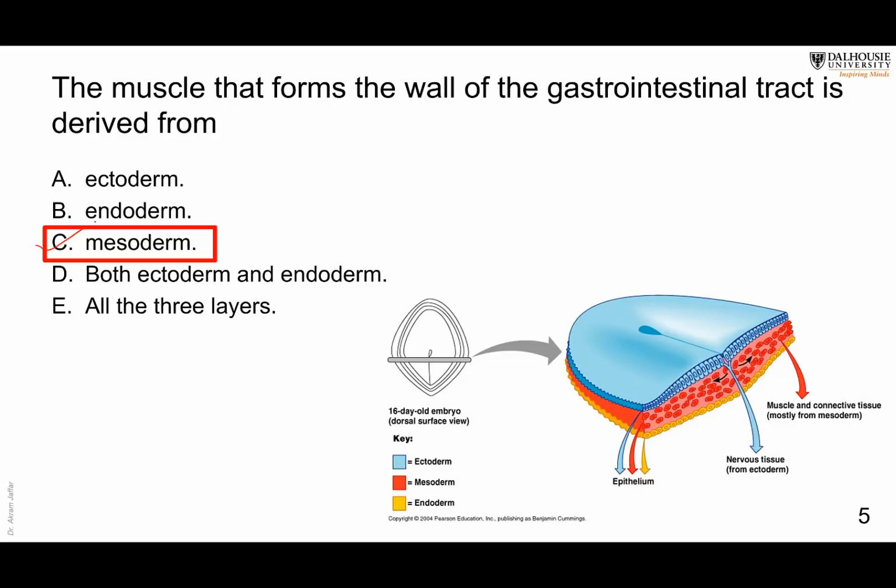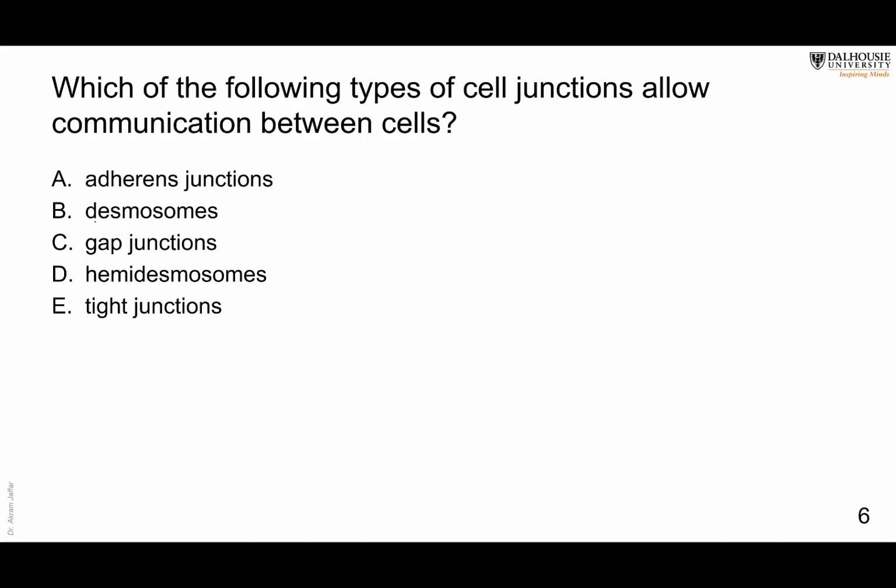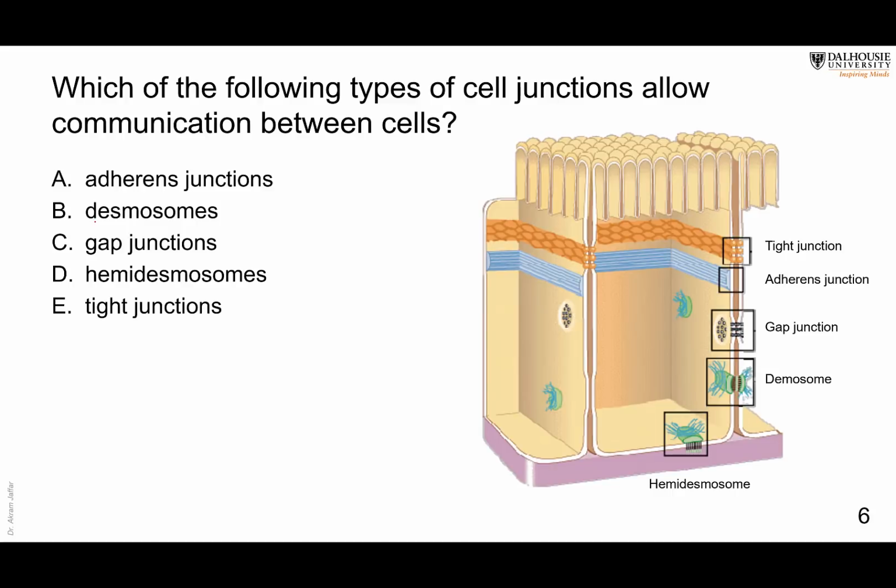Which of the following types of cell junctions allow communication between cells? Here are the 5 types of cell junctions. The adherens junctions resist separation, for example, during contractile activities, so they do not allow communication between cells. The desmosomes are like the adherens junctions in the sense that they resist separation, but their structure differs. In adherens junctions, the transmembrane proteins are connected by microfilaments on the inside of the membrane, but in the desmosomes, there are intermediate filaments.